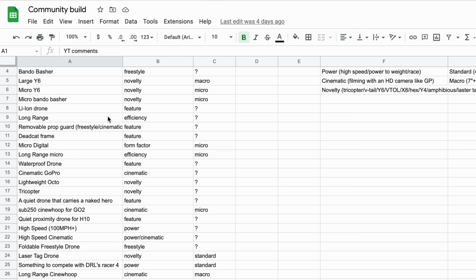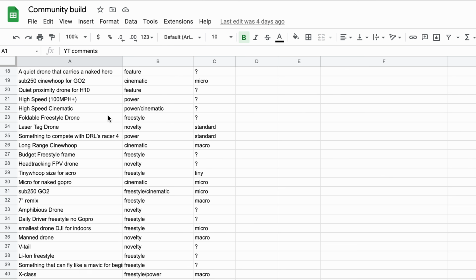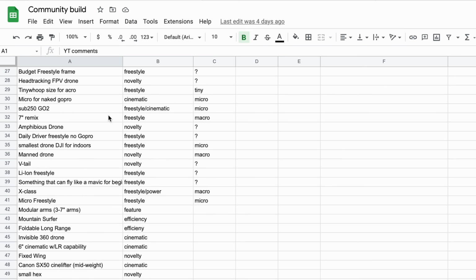First thing I did was create a spreadsheet so that I could inventory all the ideas and take my first pass at it, which really serves 2 purposes. A, is to get rid of the duplicates, and B, is to get rid of the ideas that we obviously wouldn't do, like fixed wing, right? Our focus here is multi-rotor, so fixed wing probably doesn't make sense.